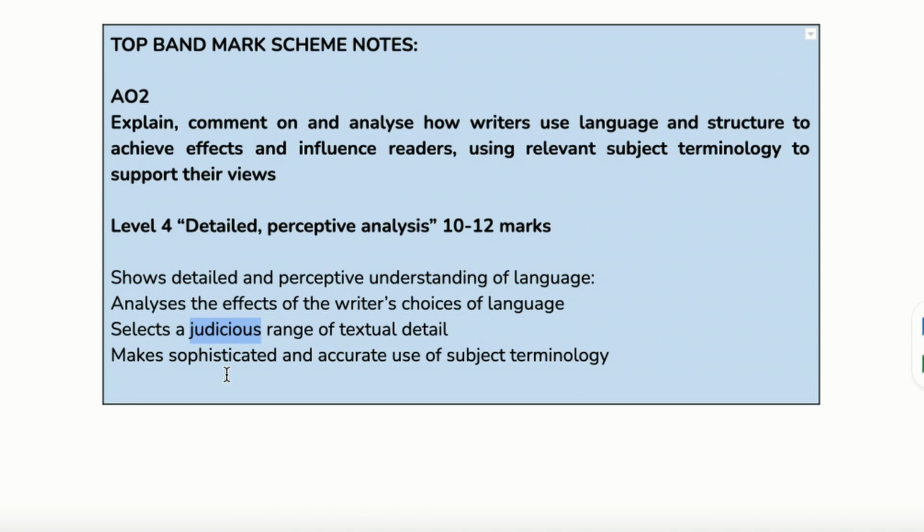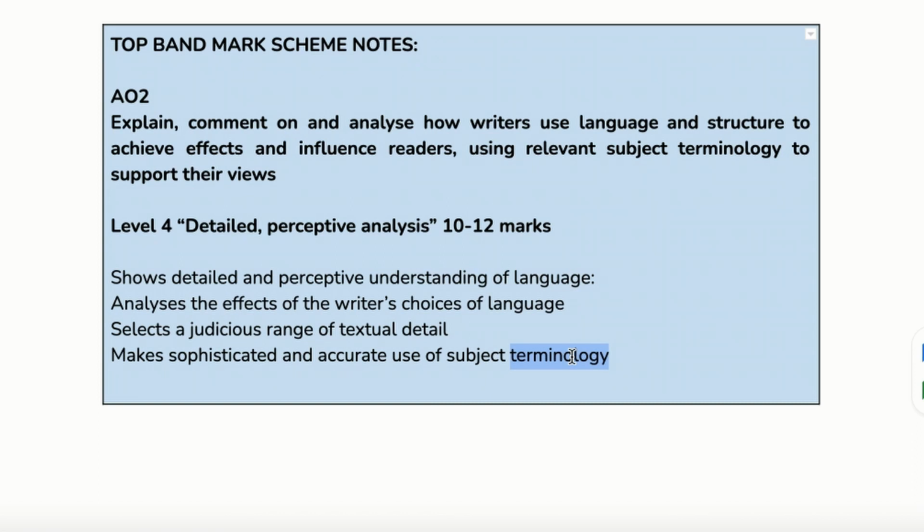So you select a good range of evidence, of quotations, but you don't only select a range of them, you select precise ones that really illuminate the analysis. Your terminology has to be really, I was going to say on point, it's a bit too, you know what I mean by on point. It has to be really precise and really great and amazing for this question.